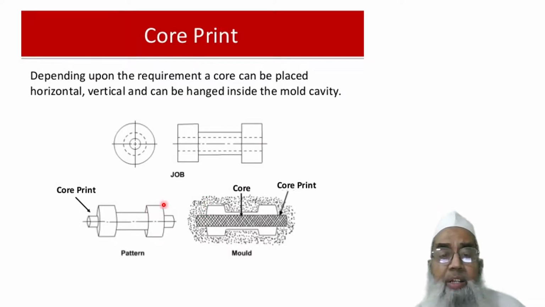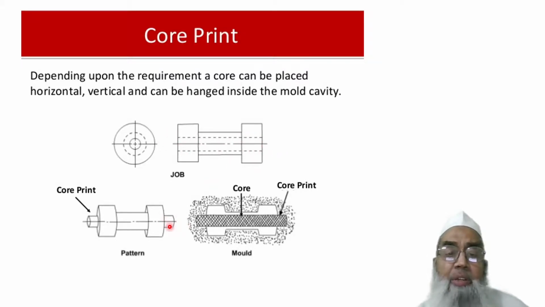A draft is being provided. But now, to make a hole, we need a core. We need to install a core in the cavity itself. Now, to hold this core in the sand, we need to provide certain support. We need to provide a support in the mold itself, and to have the support, we need to provide a passage.